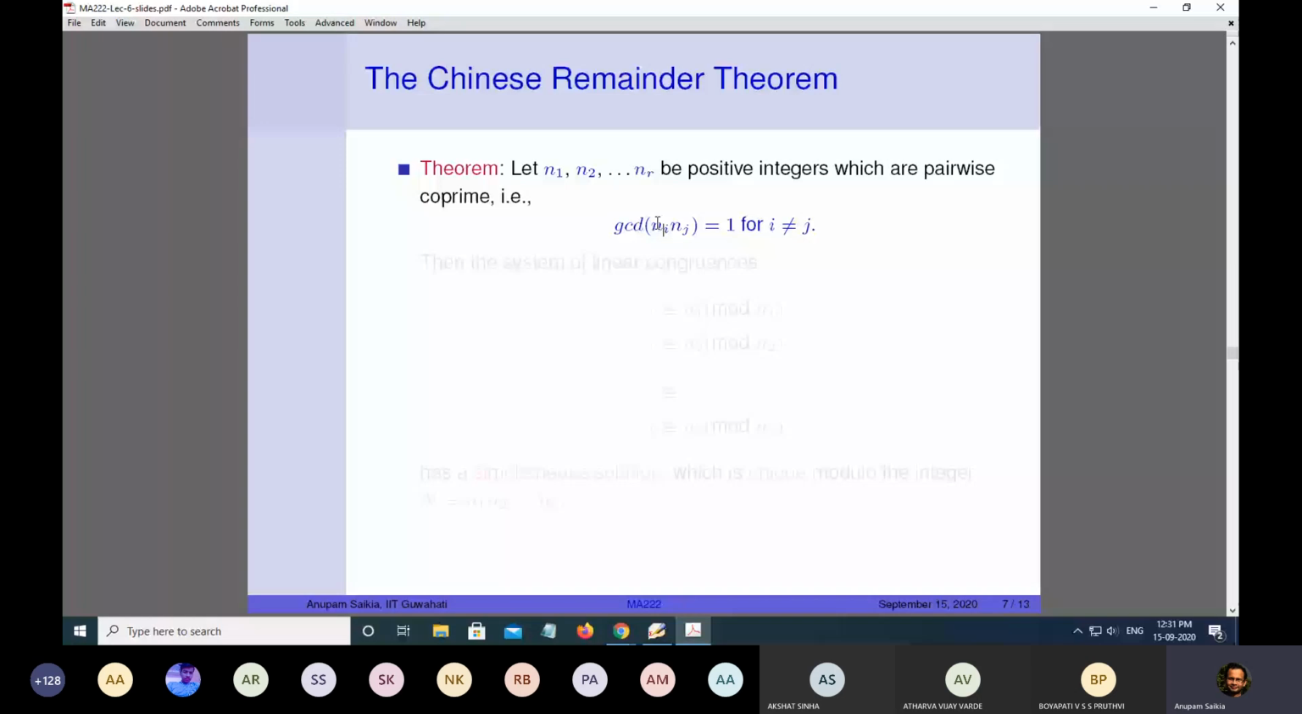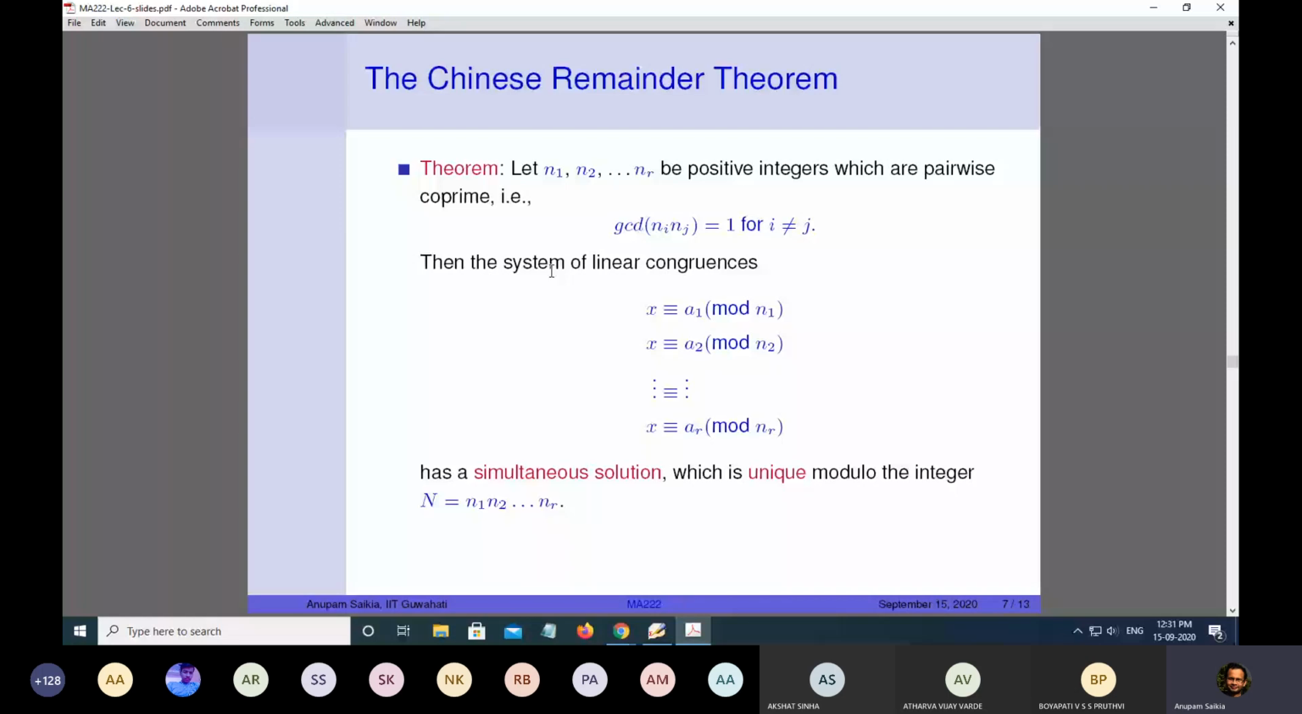Then what I can do is consider these simultaneous congruences: X congruent to A1 mod N1, X congruent to A2 mod N2, and X congruent to AR mod NR. Then this is a simultaneous solution, and this solution is unique modulo the product of these integers. Suppose the moduli are like 35 and 18.